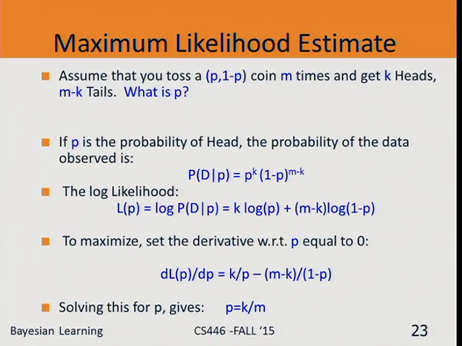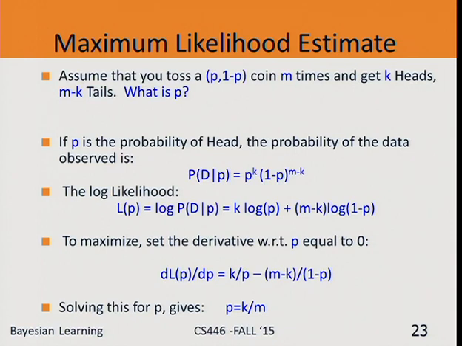So if P is the probability of head, the probability of the data observed, P of D given P, is P to the K, 1 minus P to the M minus K. Everyone agrees? Again, it's an assumption. I assumed a specific probability model, Bernoulli, and I followed up. The log likelihood of this, it's typically easy to take the log if you want to do some optimization, is K log P plus M minus K log 1 minus P.